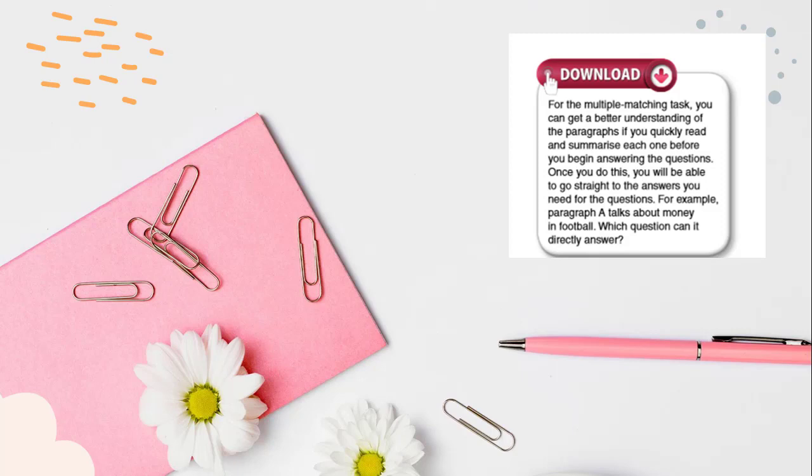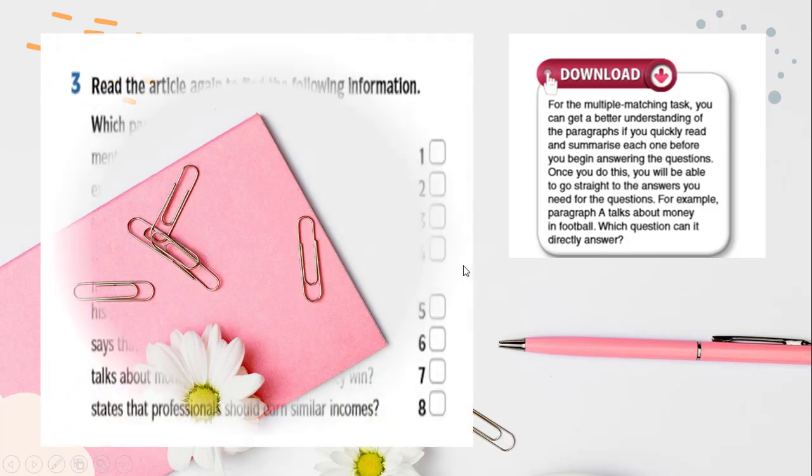For example, paragraph A talks about money in football. So which question can it directly answer? From the previous slides, we have 4 different texts, A, B, C, and D. So the tip for you before you answer this question is, for each particular paragraph, for example paragraph A, you have to make your own summary on what the topic talks about in paragraph A. For example, in this case, paragraph A talks about money in football. So you have to list down the information from each paragraph. Then after that, you can easily spot the paragraph when you look at the sentence.